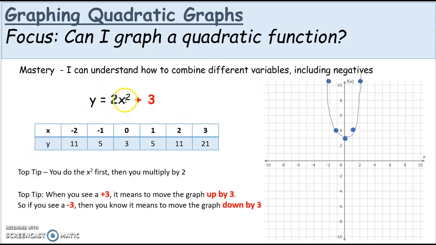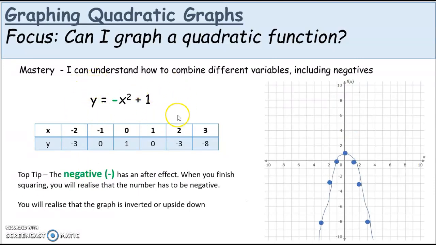2 squared would be 4. 4 times 2 would be 8. 8 plus 3 will give you 11. And 3 squared would be 9. Times 2 will give you 18. Add 3 will give you 21. And again, same on the other side. Hopefully by now you know that it's actually reflective, and just need to plot it here.